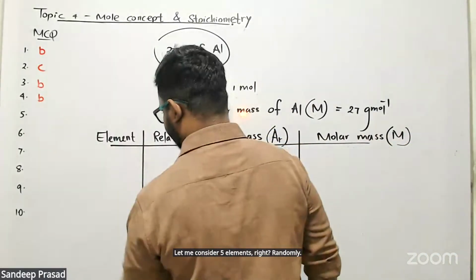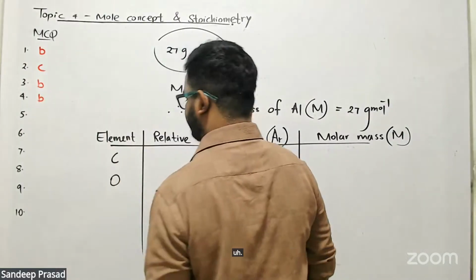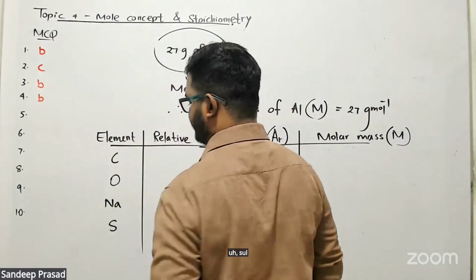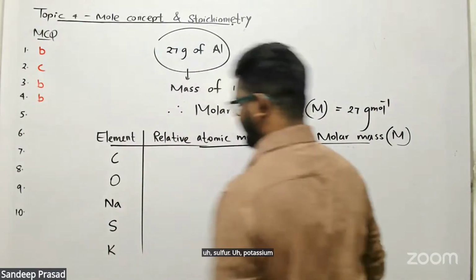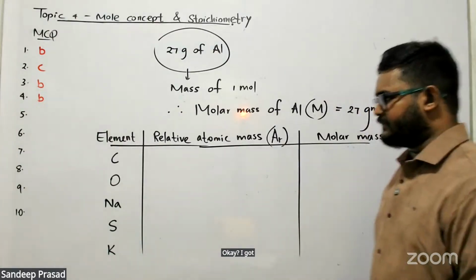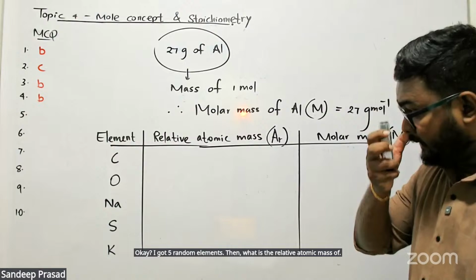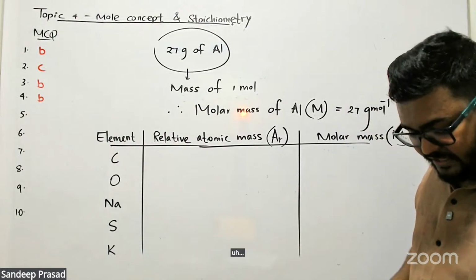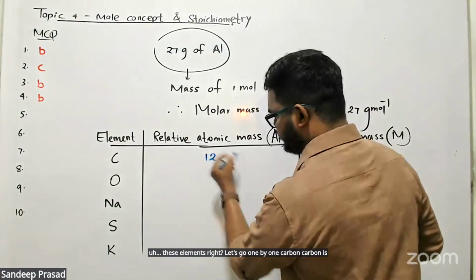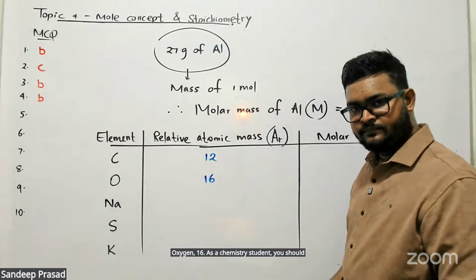Let me consider carbon, oxygen, sodium, sulfur, potassium, in this way. Okay, I got 5 random elements. Then what is the relative atomic mass of these elements? Let's go one by one. Carbon is 12. Oxygen, 16. As a chemistry student, you should know these things, right?